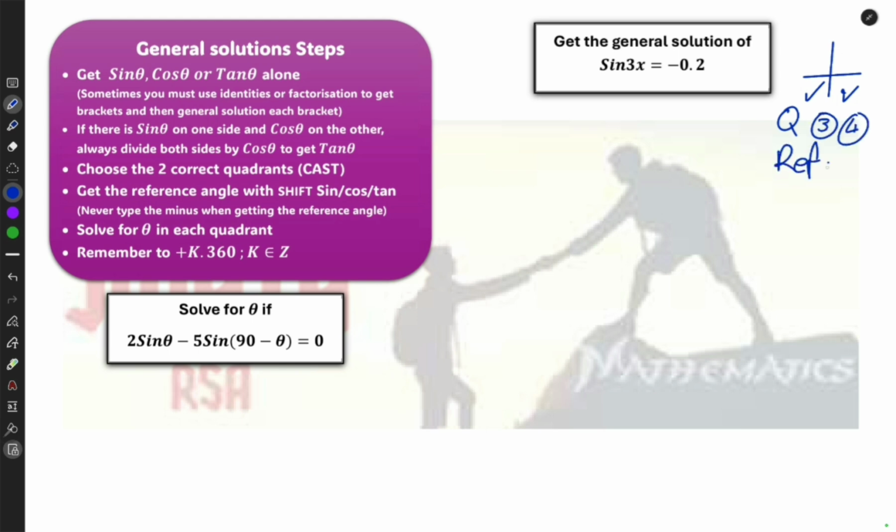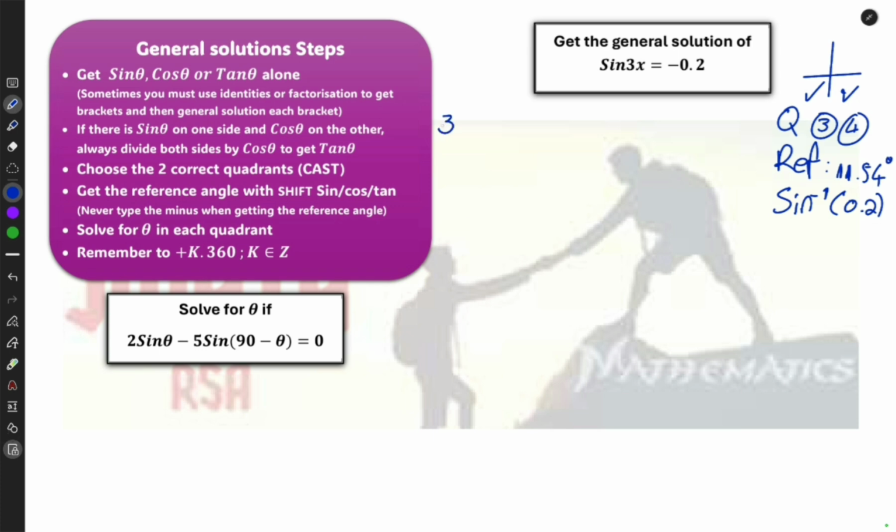Okay, so now for the reference angle, I need to say shift sine of 0.2. Now I'm not going to include the minus. I only use the minus to get the quadrants. So shift sine of 0.2. That tells me my reference angle is going to be equal to 11.54 degrees. Okay, perfect. So now I can go and get the solution to this question.